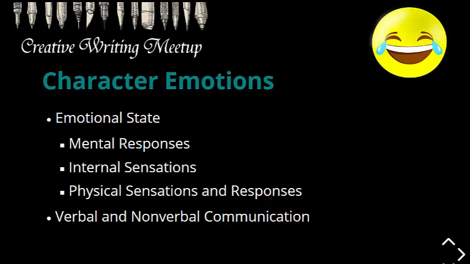In the emotional state, it looks at the mental responses, the internal responses, and the physical sensations and responses. The mental responses is what's going on inside the head of the character. The internal is how are they feeling inside their body, and the physical is how is that internal manifesting within their physical responses. Are they shaking? Are their eyes blinking? What's going on physically? Then verbal and nonverbal communication is really important. It is how are these emotions being related not only to the reader but to other people within the scene? How are they noticing how that character is feeling?